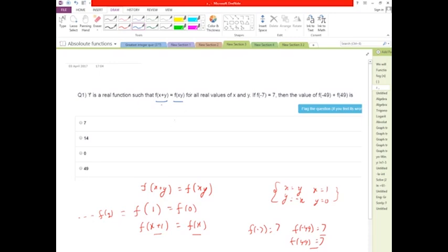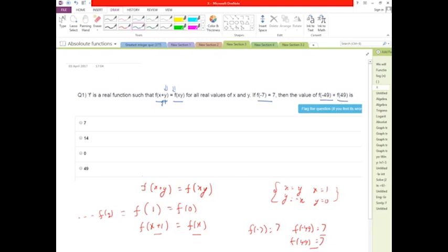But what you should try always is try and substitute some values in these functions, because that will give you away. The kind of value that you want to substitute is to get the number inside the function as 1 or 0 or something like that, because then you will get some flavor of the function. For example, in this question, fx plus y is fxy, and then we have been given f minus 7 is 7, and we need to find the value of f minus 49 plus f49.